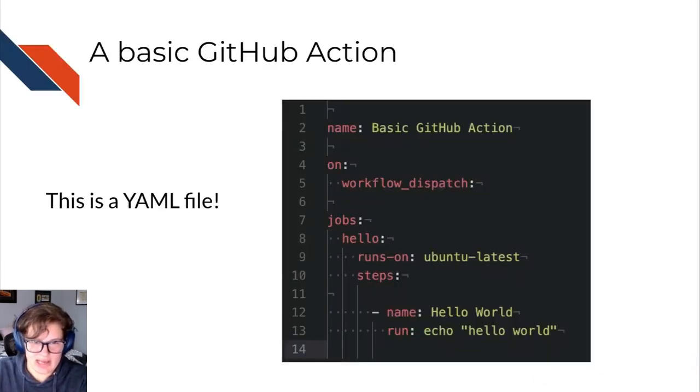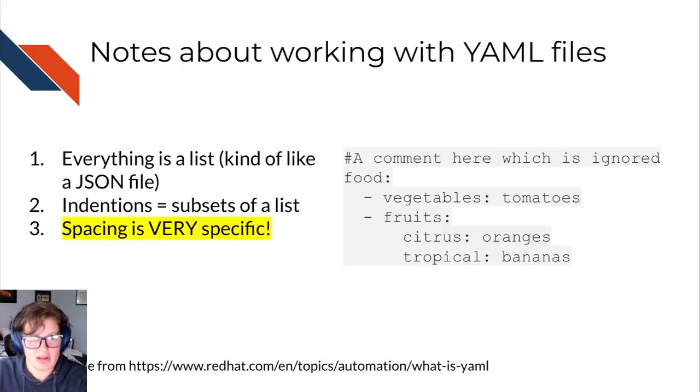How do we specify all that? We do that with a YAML file. Here's an example of a YAML file with the most basic GitHub action we could. This is the entirety of a GitHub action. It's a very simple GitHub action, but we'll walk through this here.